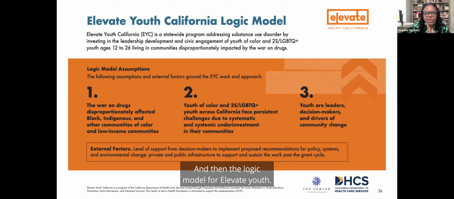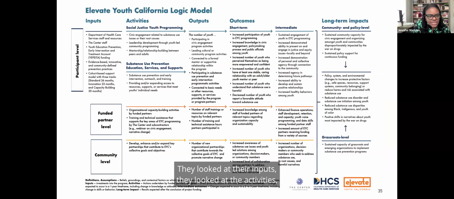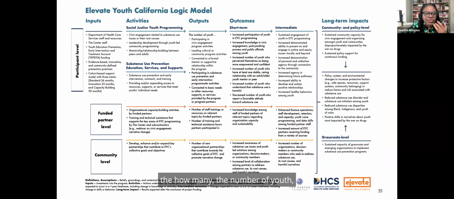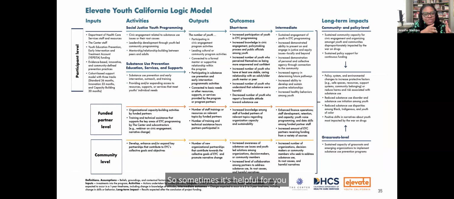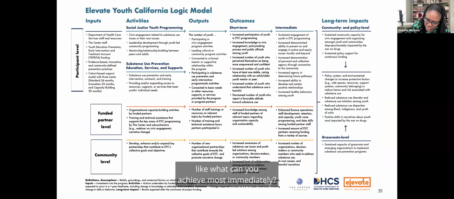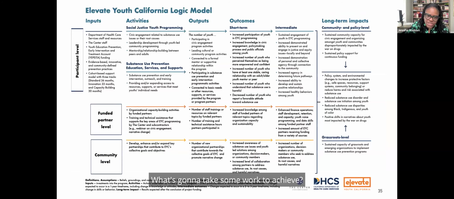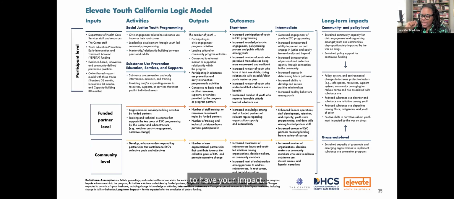And then the logic model for Elevate Youth, they looked at their inputs, they looked at the activities, they looked at the outputs, the numbers of things, the how many, the number of youth, the number of staff training, the number of new partnerships, the numbers of things, right? And then they broke down outcomes in that short, intermediate, and long term so that you can get to the impacts. So sometimes it's helpful for you to think about your journey, like what can you achieve most immediately? What's going to take some work to achieve? And being able to stitch the fabric so that you can see how your short and intermediate outcomes really help you to have your impact.